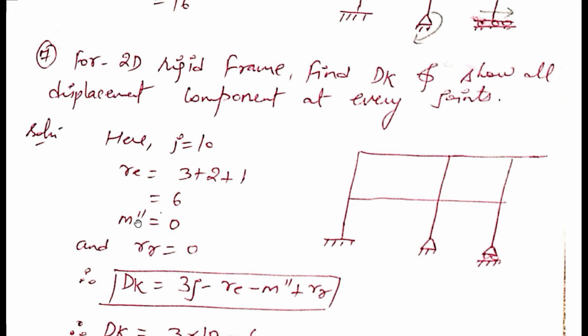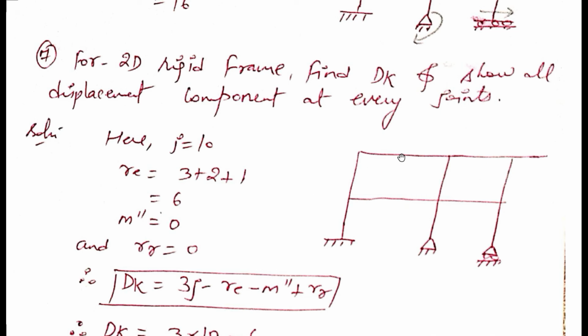So number of axially rigid members m double dash is equal to 0. Okay, as we are not having any hybrid joint here, m double dash means your number of axially rigid members. So we are not considering any members as rigid here, we are considering all the members, all the beams as flexible. So for flexible we are not considering m double dash value. Okay, if I were considering beams as rigid, then our m double dash value would be something else.